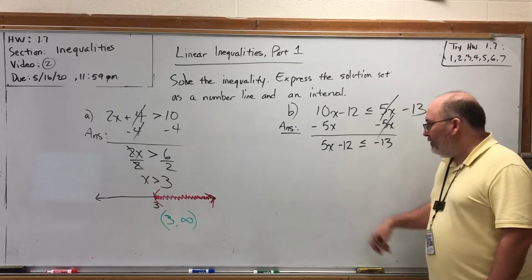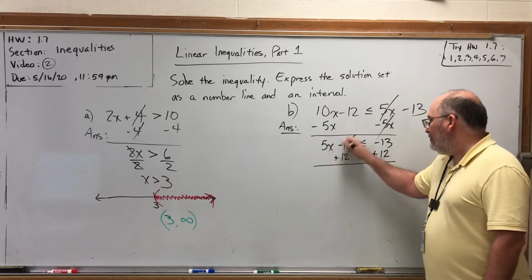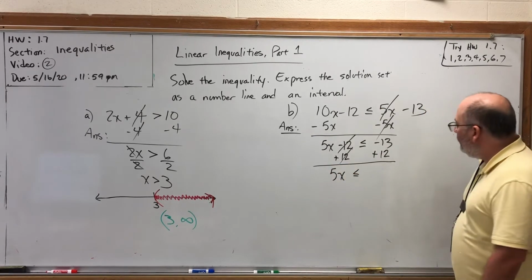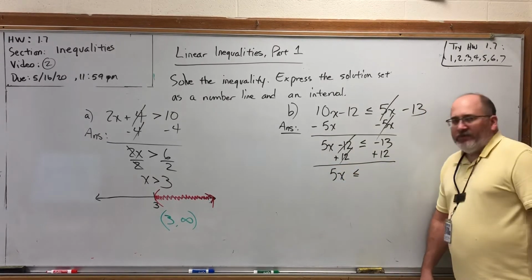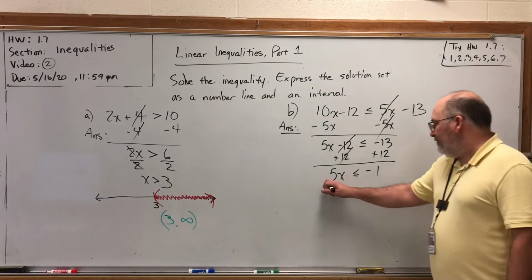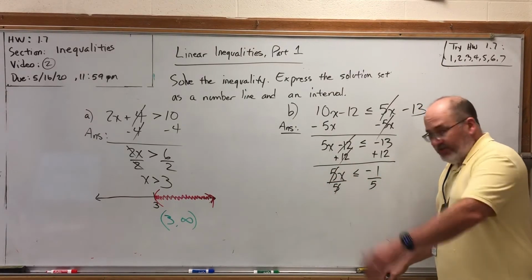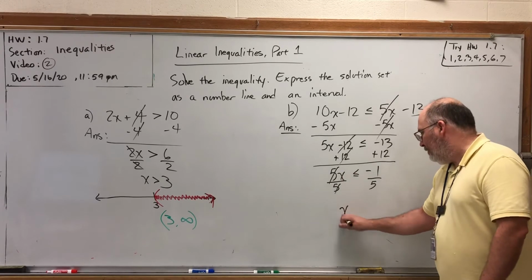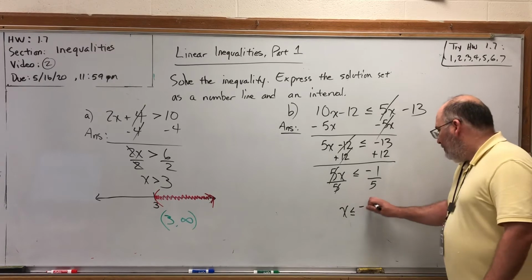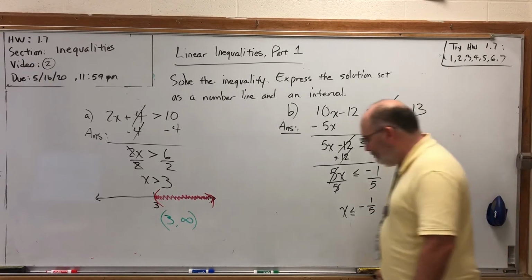Start stripping the x down. Let's start by adding 12 to both sides. That will cancel the minus 12 on the left and leave a 5x less than or equal to. On the right, negative 13 and positive 12 is negative 1. And then our last move is to divide by 5. Or try to divide by 5, which succeeds on the left. It's the reason we did the move. But on the right, I just set up a fraction that I can't reduce and I can't divide. So I'm left with x is less than or equal to negative 1/5.